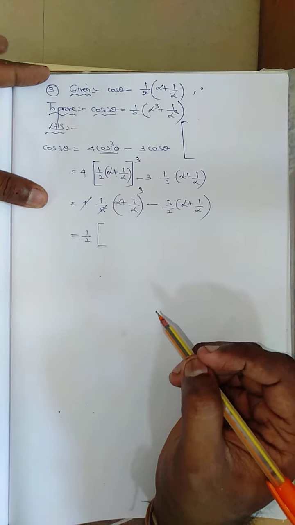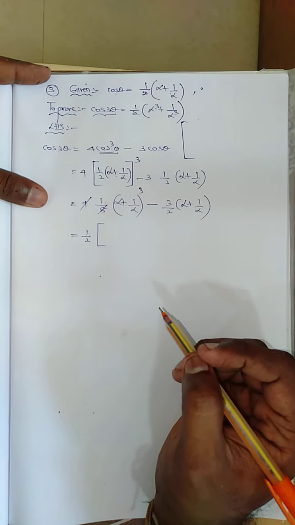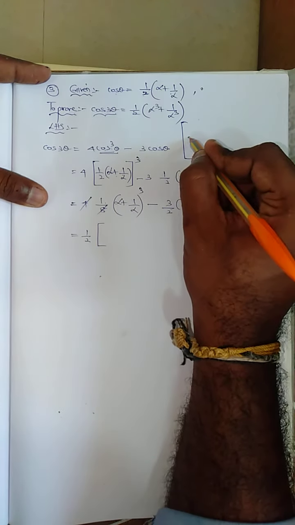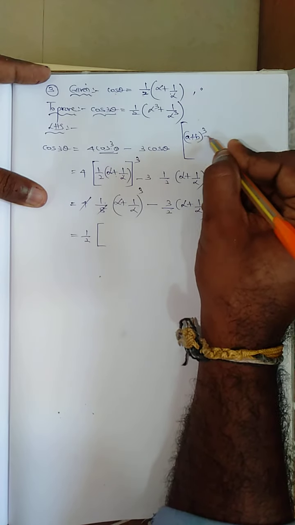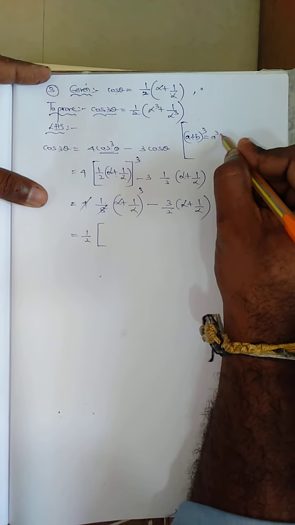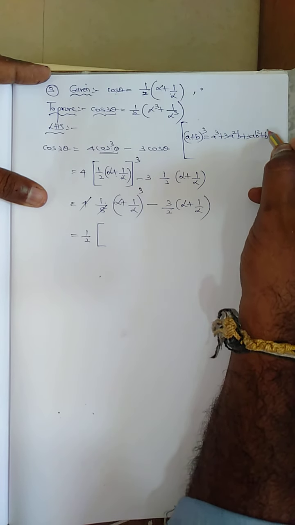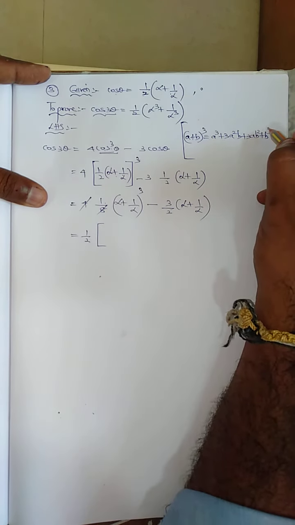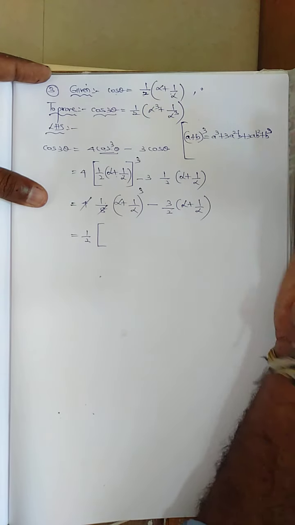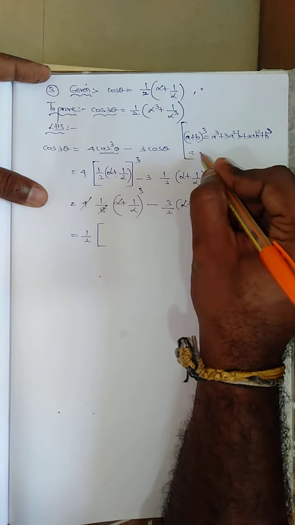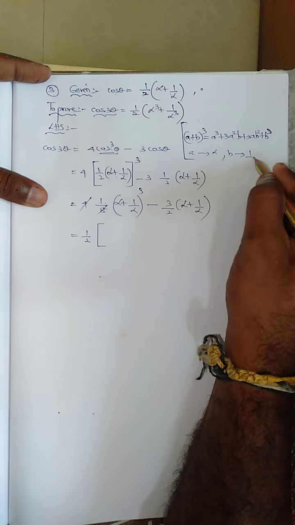This formula you studied in higher standard, lower standard, but I will teach you once again what the formula is. A plus B the whole cube is nothing but A cube plus 3A square B plus 3AB square plus B cube. Only an easy formula. If you don't know the formula, learn it now. So what is A here? A is nothing but alpha, B is nothing but 1 by alpha.